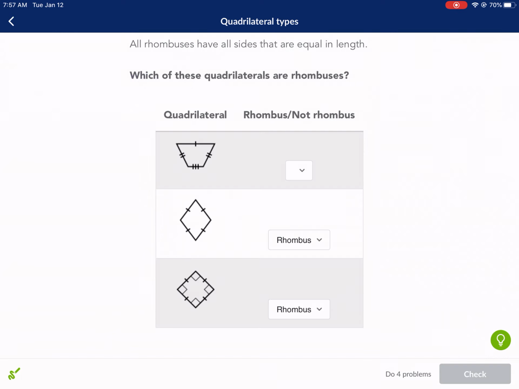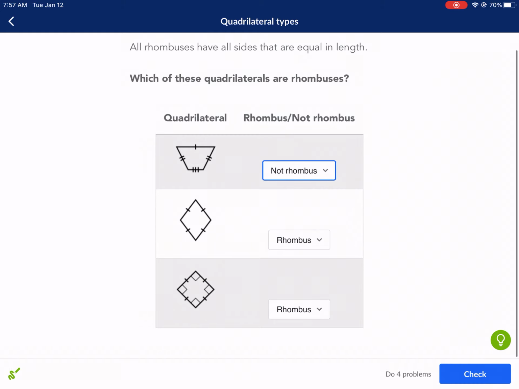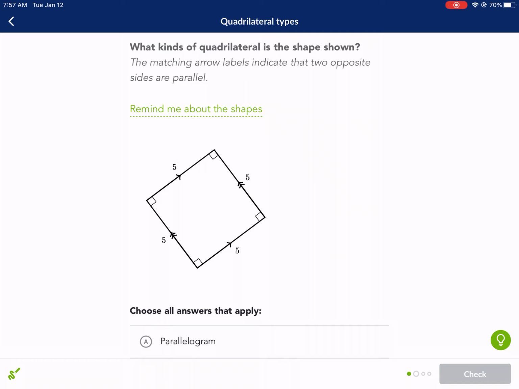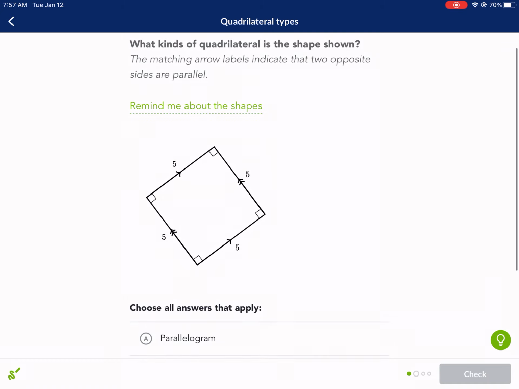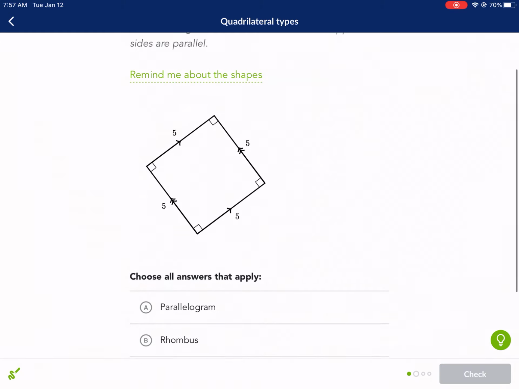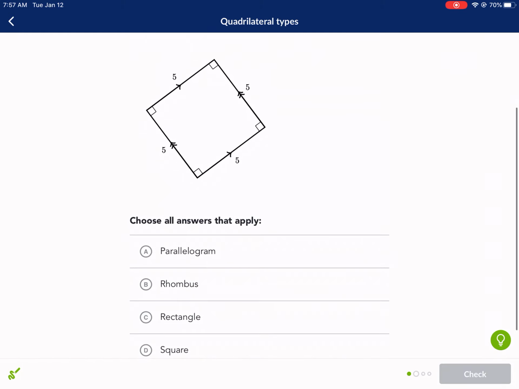Okay, so then we're going to check this answer. Oh, this one's not a rhombus because it doesn't have all sides congruent. Fairly simple there. What kind of quadrilateral is the shape shown? The matching arrow labels indicate that two opposite sides are parallel. Okay, so we have a parallelogram here.